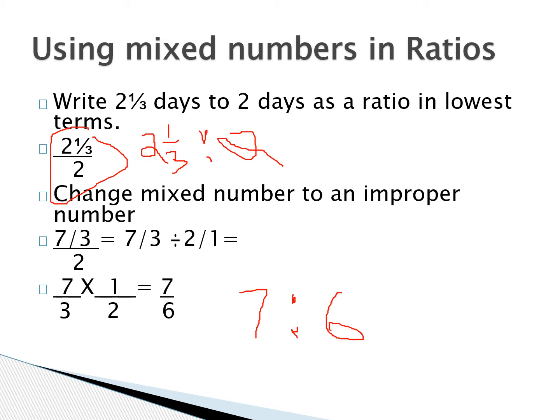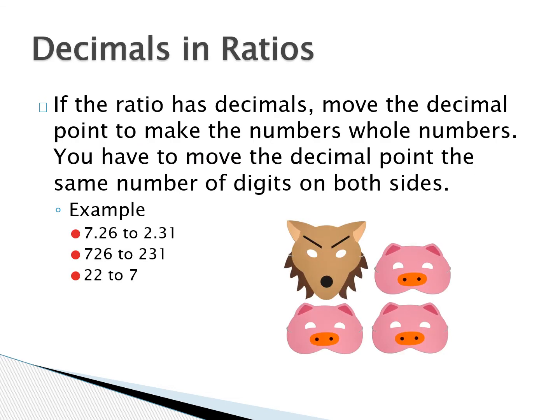All right. So again, page 131 kind of shows you that. Now looking at decimals in ratios. How do we deal with that mess? If the ratio has decimals, move the decimal point to make the numbers whole. And remember, you have to treat both sides the same. No discrimination here. You're going to treat them both the same.